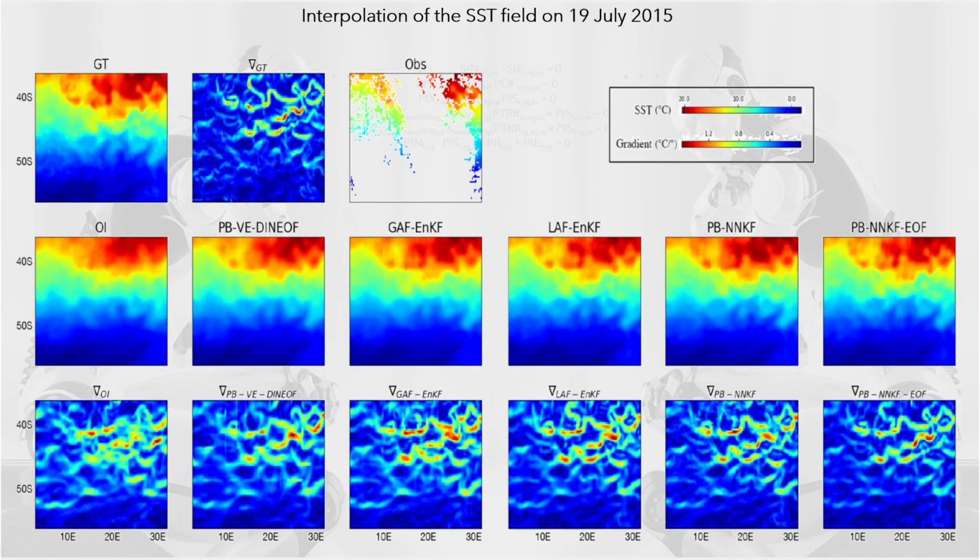Qualitative analysis of the proposed schemes. The figure shows the interpolation of the SST field on July 19, 2015. First row: the reference SST, its gradient, and the observation with missing data, here 82% of missing data. Second row: interpolation results using respectively OI, PB-VE-DYNAV, GAF-NKF, LOF-NKF, PB-NNKF, PB-NNKF EOF. Third row: gradient of the reconstructed fields. The visual analysis of the reconstructed SST gradient fields emphasizes the relevance of the PB-NNKF EOF scheme to reconstruct fine-scale details. While OI and PB-VE-DYNAV schemes tend to smooth out fine-scale patterns, the analog data assimilation may not account appropriately for patch boundaries. This typically requires an empirical post-processing step.